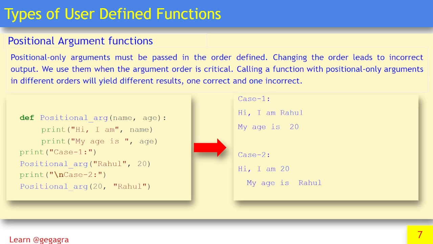So see here, case 1 is this and case 2. In case 1 it is saying, "hi, I am Rahul and my age is 20." So this is the correct result. And when I swap the values, then "hi, I am 20 and my age is Rahul." So this way positional arguments can produce incorrect output if we do not take care of the positional arguments.